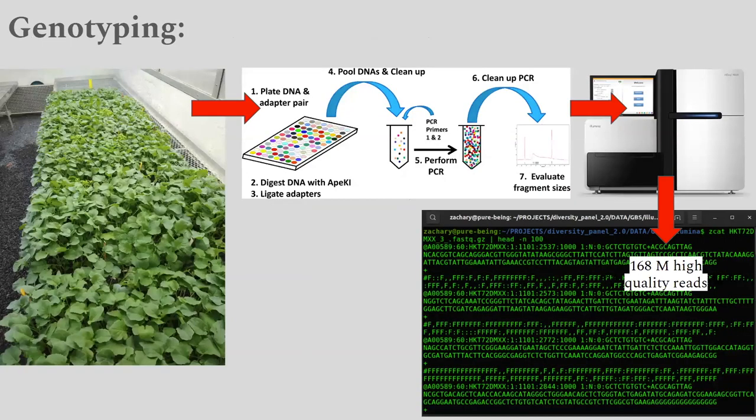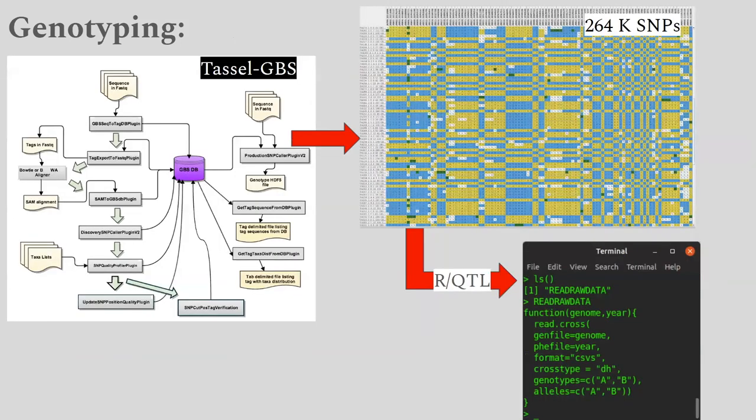Genotyping followed a pretty canonical technique. We grew the plants in a greenhouse, extracted DNA, digested that DNA with a restriction enzyme, ligated it with a barcode, sent it off for sequencing, got back 35 gigabytes of data, and found about 168 million high-quality reads in there. That data got pumped into the TASSEL GBS pipeline.